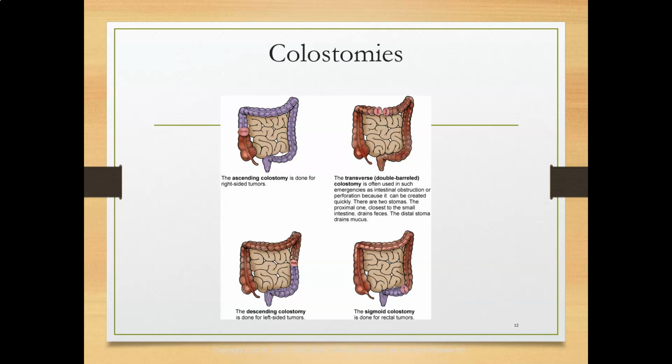There are often two stomas, one proximal, closest to the small intestines, that drains the feces. The distal stoma sometimes will drain mucus, especially if the reason for it is because of the obstruction. There's usually mucus buildup ahead of where the obstruction actually was. And then they would go back in and fix this later, either making it into one colostomy, one stoma, or hopefully being able to reverse the colostomy completely. Descending colon colostomies are done on the left side, and a sigmoid colon is done for rectal tumors.